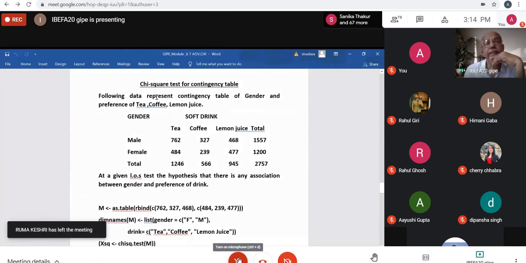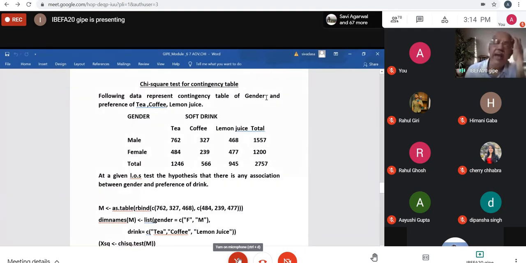The following data represent a contingency table for gender and preference of tea, coffee, lemon juice. At a given level of significance of 5%, verify whether there is any association between gender and preference of drink. Are the probabilities equal in all the classes or are they not?